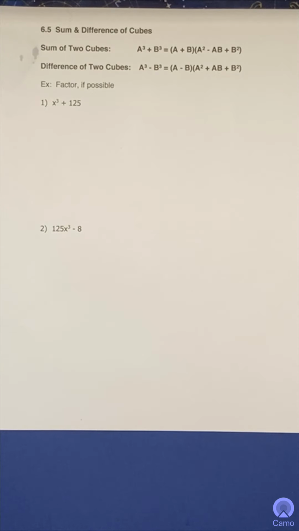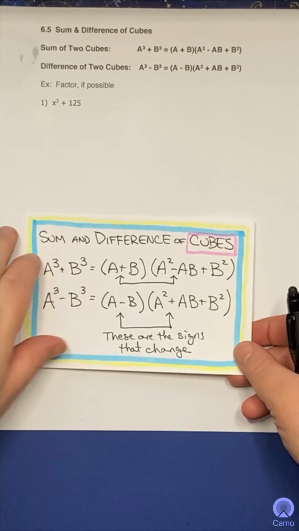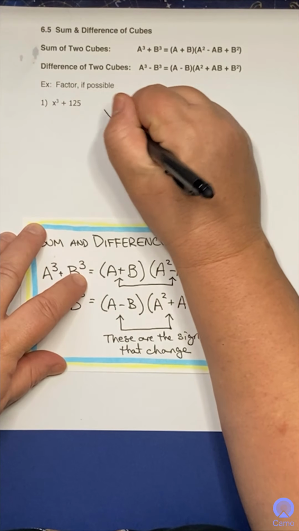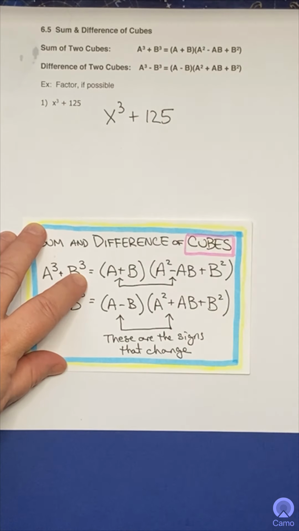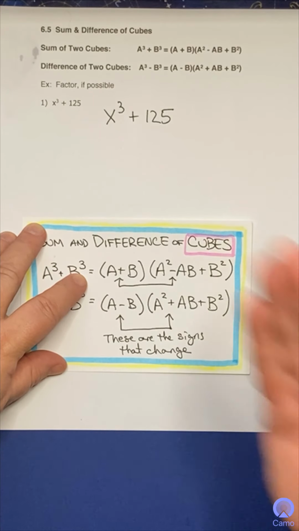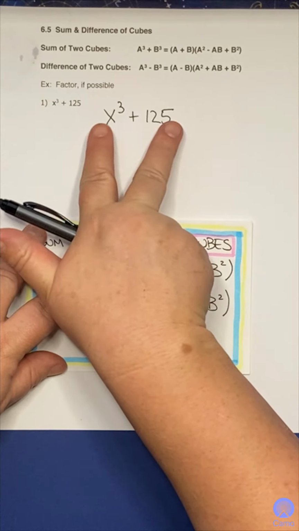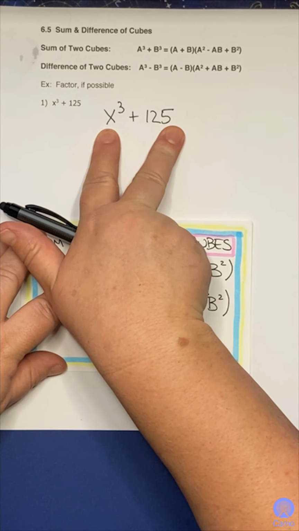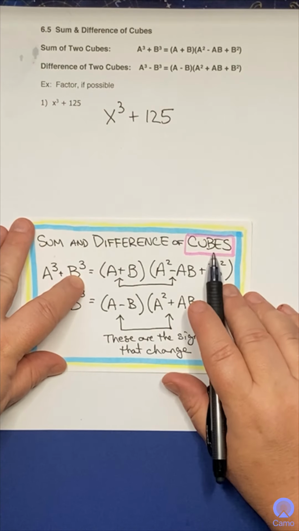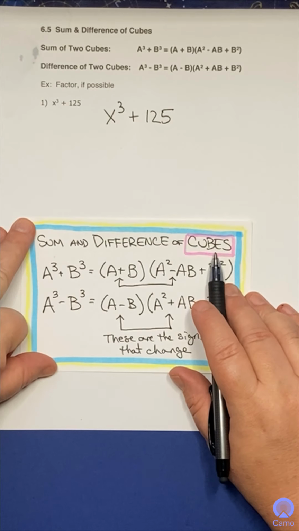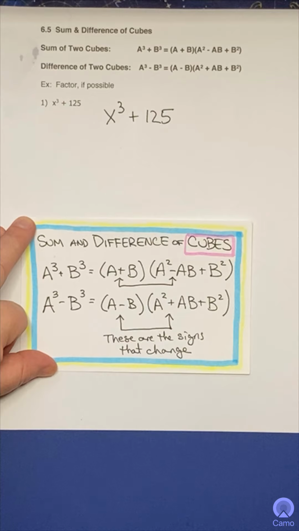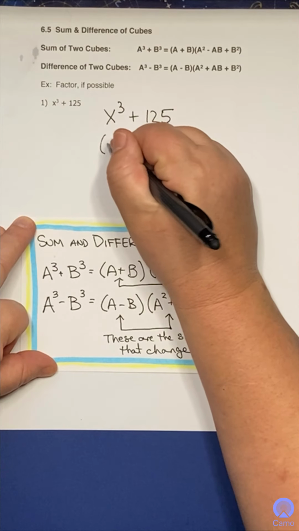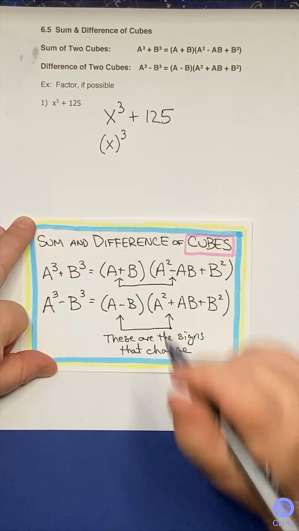Factor if possible. Okay, so let's take a look at the first one. I've got x cubed plus 125. Okay. So we're going to look at this. We see it's a binomial. And how would we guess that it's a sum or difference of cubes? The answer is because it's x cubed, not x squared. So this first one is x, the quantity, cubed.